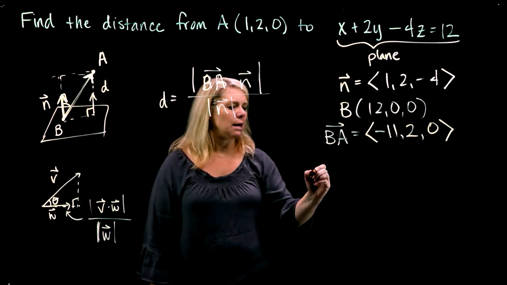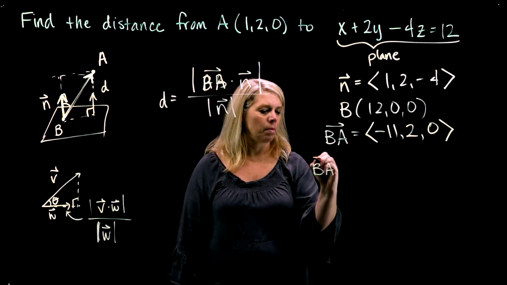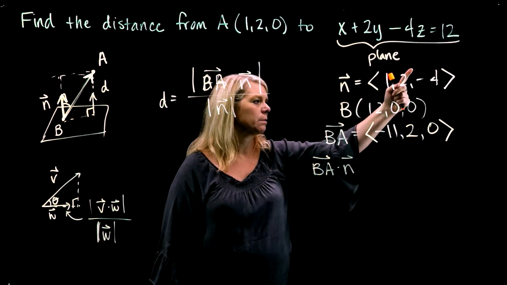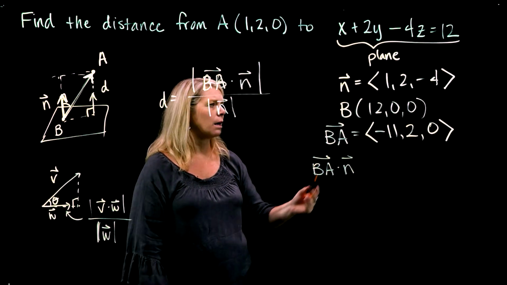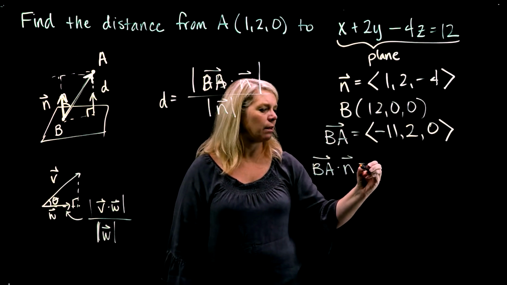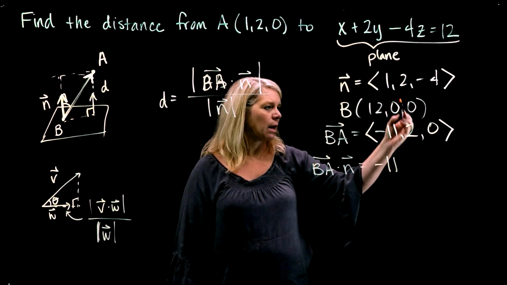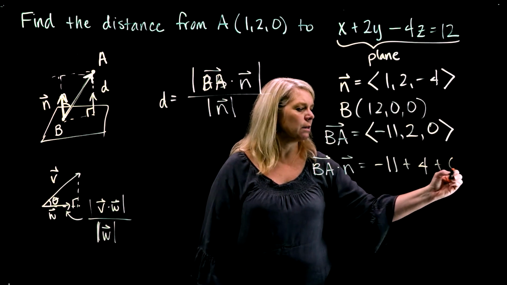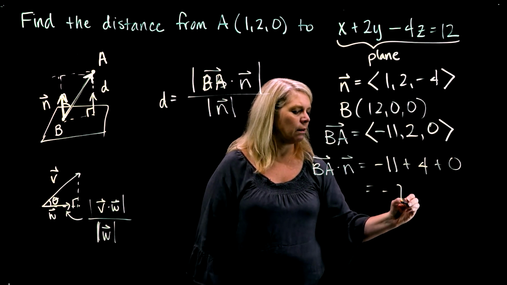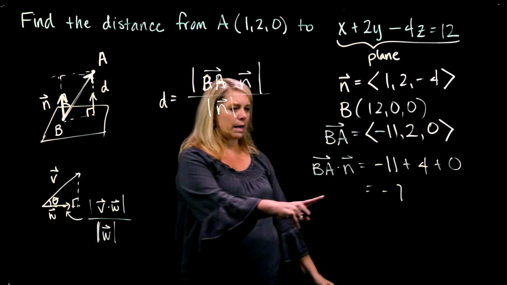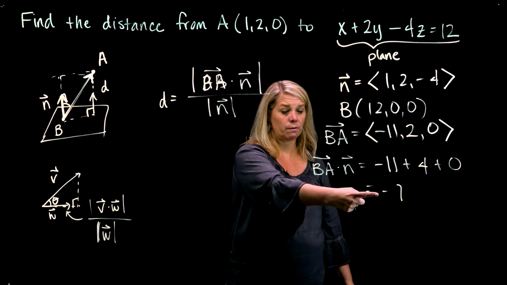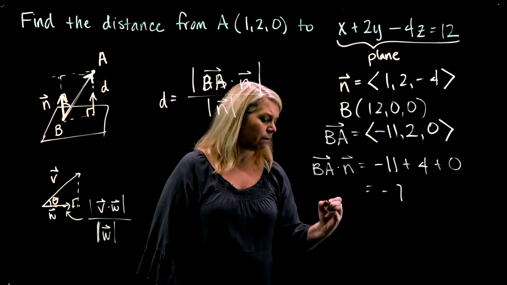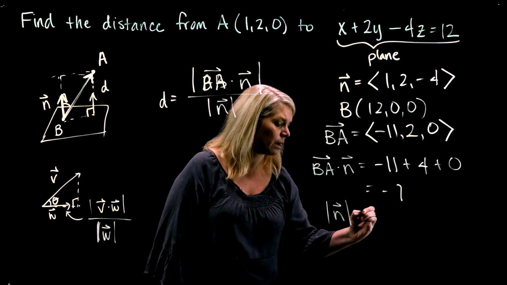We can do BA dot n. So just the dot product of these two vectors. At this point, that calculation should be pretty straightforward here. So 1 times negative 11 will be negative 11, plus 2 times 2 is 4. Plus negative 4 times 0 is 0, so we get negative 7 for that. All right, so here on my numerator, I'll be taking the absolute value of negative 7, and then I'll divide that by the magnitude of my n vector, so I'll go ahead and do that calculation over here.